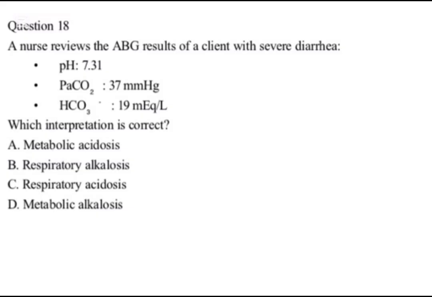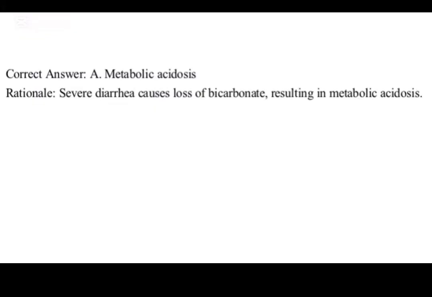pH, 7.31. PaCO2, 37 mm of mercury. HCO3, 19 milliequivalent/L. Which interpretation is correct? A. Metabolic acidosis. B. Respiratory alkalosis. C. Respiratory acidosis. D. Metabolic alkalosis. Correct answer, A. Metabolic acidosis. Rationale: severe diarrhea causes loss of bicarbonate, resulting in metabolic acidosis.